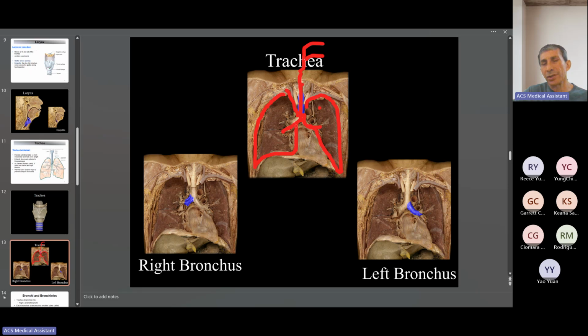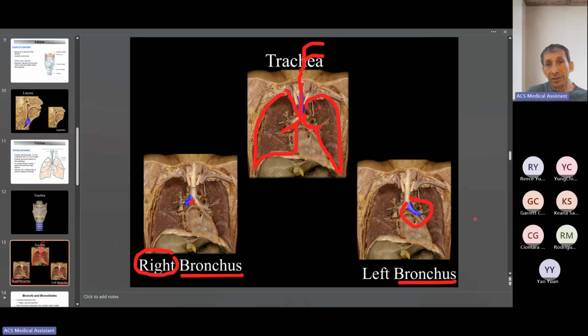Each structure that branches off from the trachea is called the bronchi. That is plural, because we have two lungs, we have two branches of the trachea going to each lung. We have the right, which is this one. We don't say the right bronchi, we say the right bronchus because it's singular. Bronchus is singular, bronchi is plural. And the left bronchus, my bad. So that's how it is.